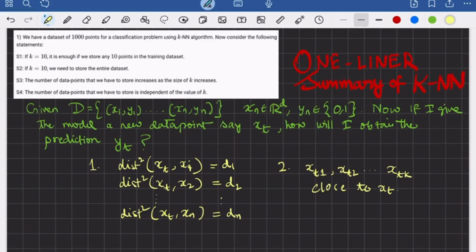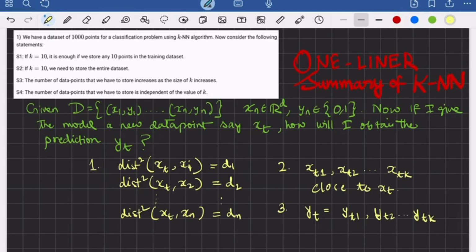Now, typically, we also make sure that k is an odd number. We don't want k to be an even number, because if it is even, there is a chance of a tie. So we make sure it's an odd number, and then the third step is that the prediction yt will be nothing but, we will look at all of yt1, yt2, and so on, ytk.